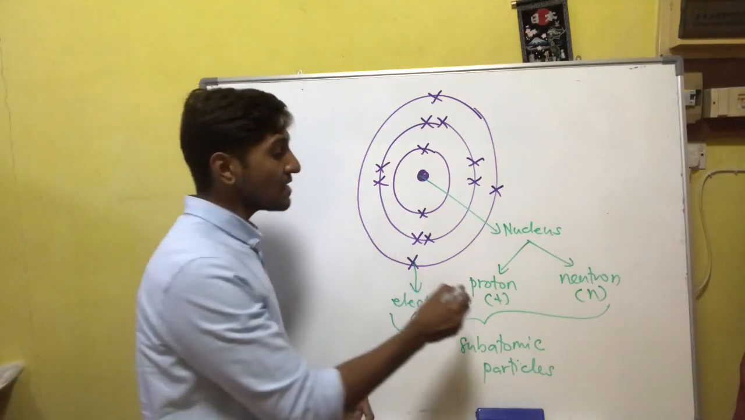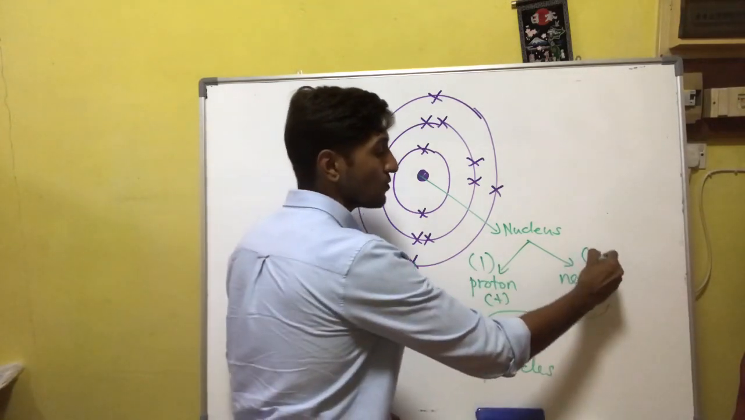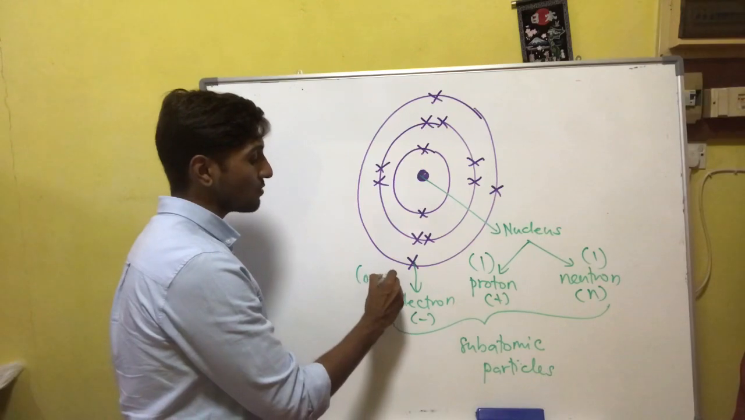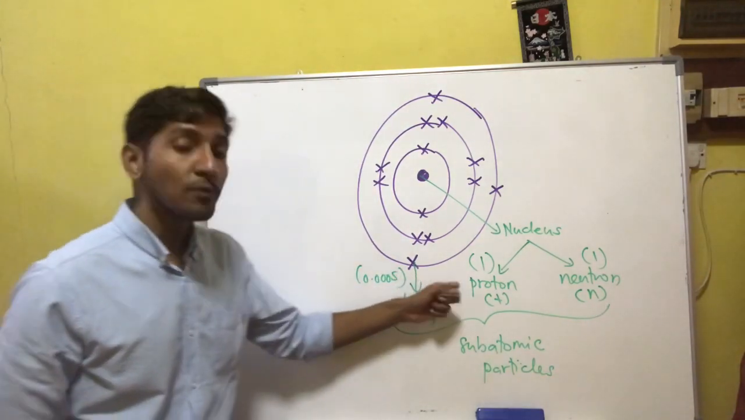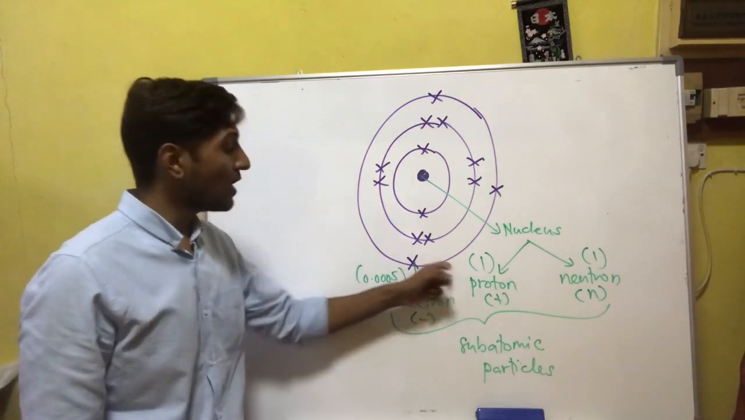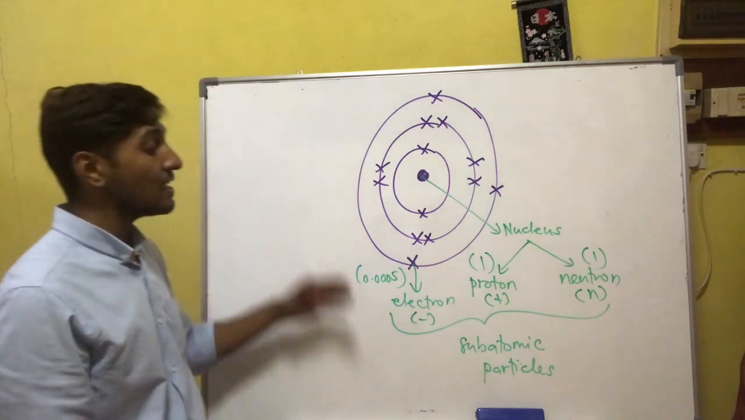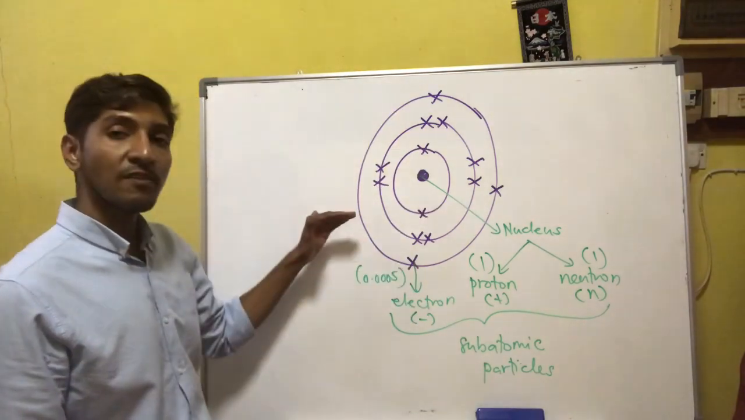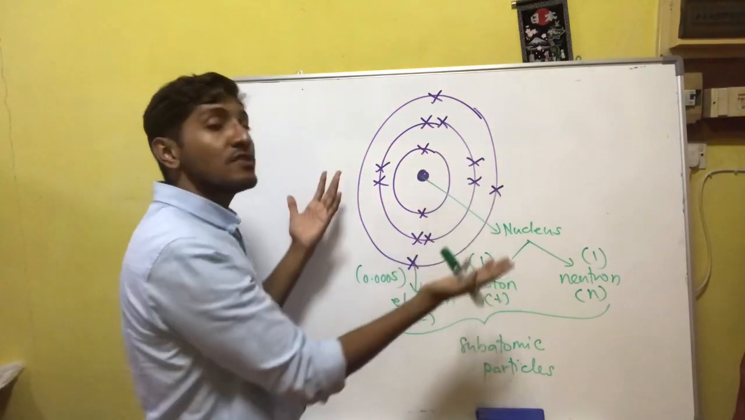Relatively, the mass of proton is 1 unit, the mass of neutron is also 1 unit, but the mass of electron is approximately 0.0005 unit. So, compared to electron and proton, they have a very vast difference. So, it's 1 to 0.0005. Okay? So, now, we are going to talk about how the structure of atom is and how to describe it.